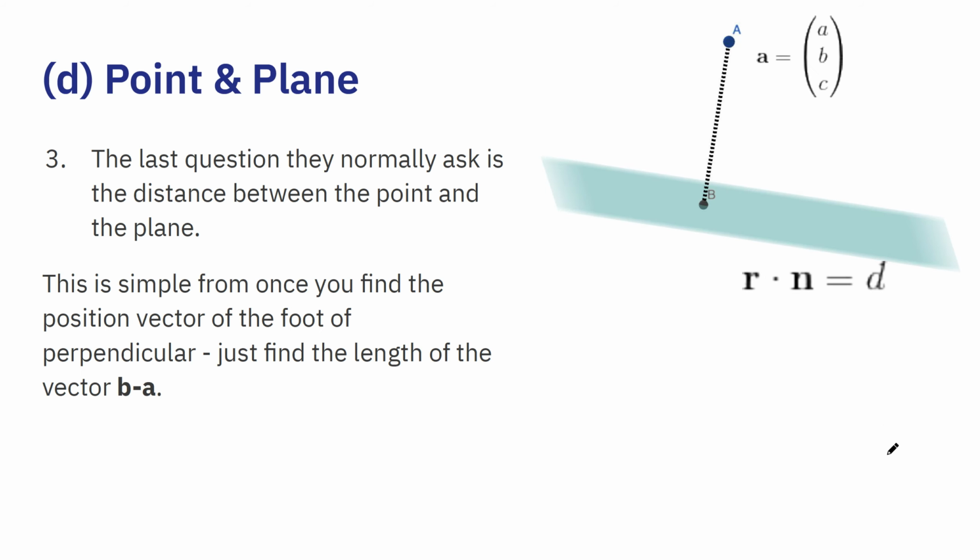And lastly, the last kind of question they can ask is the distance between the point and the plane. So this is simple. If you already have the positional vector of the foot of perpendicular, right? So all you have to do is use Pythagoras theorem to find the distance, just like for between point and line.